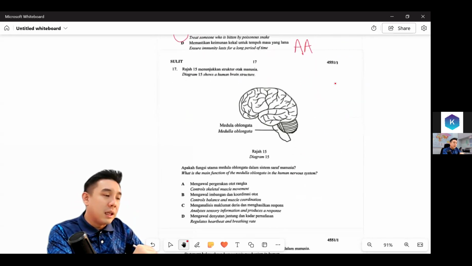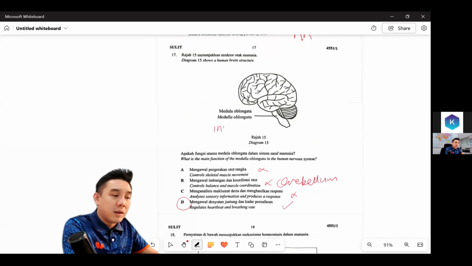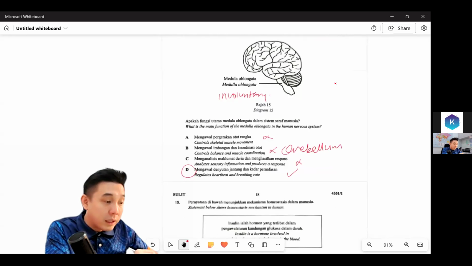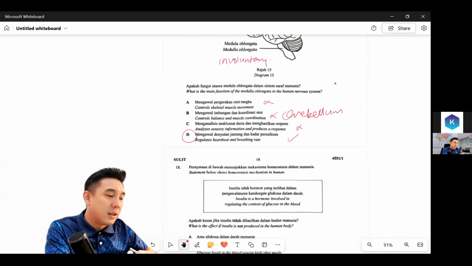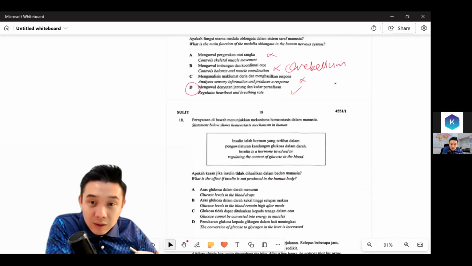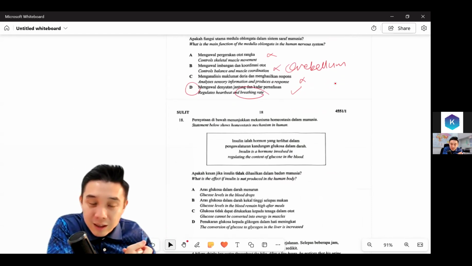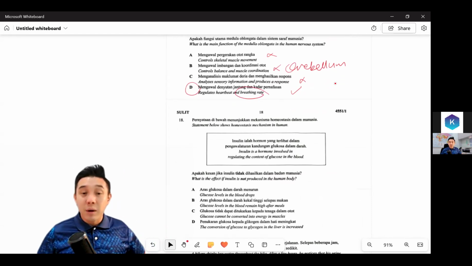Guys, number 17, medulla is to. Oh, this one is the cerebellum. No. The answer is regulate breathing rate because it is involved in involuntary actions. But be very careful. This is one thing I always test students in class. Breathing is actually both voluntary and involuntary, because we can control it.